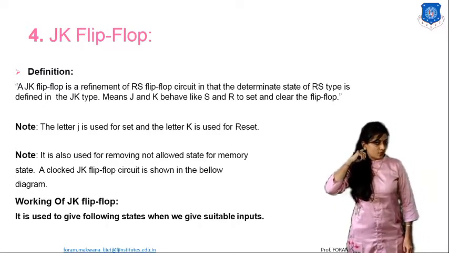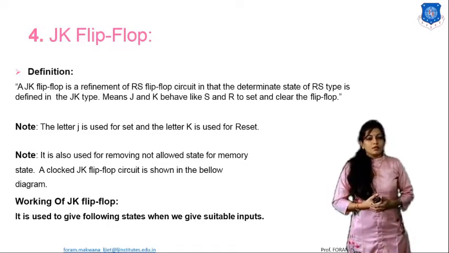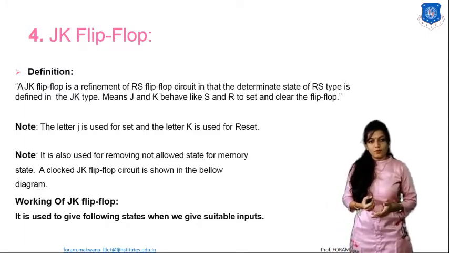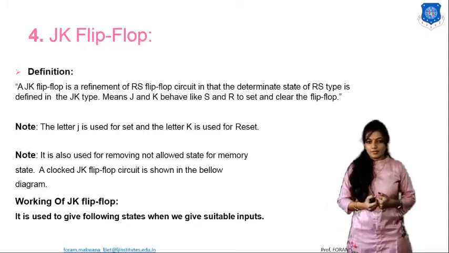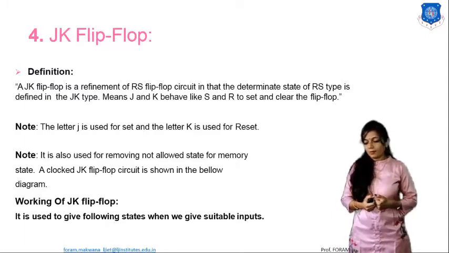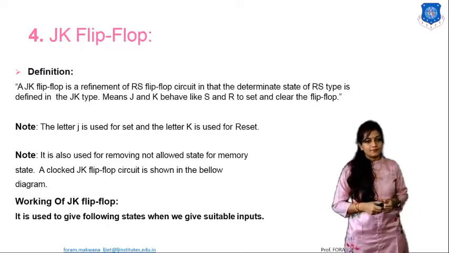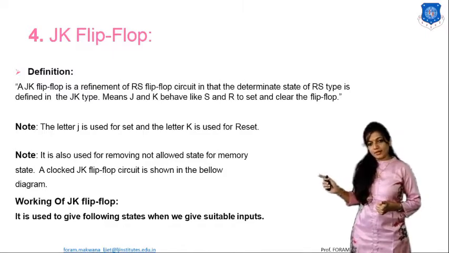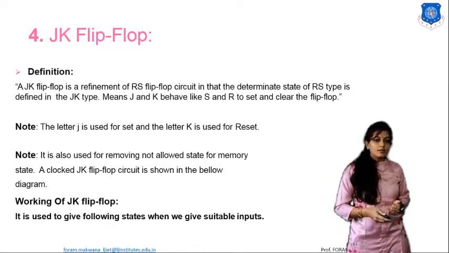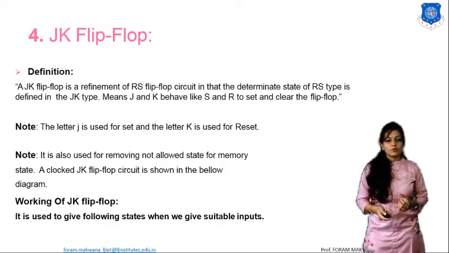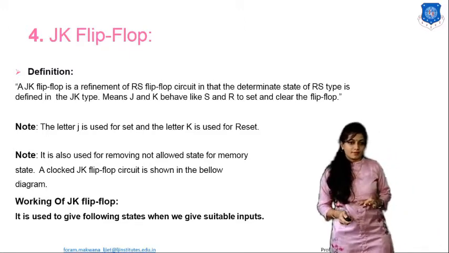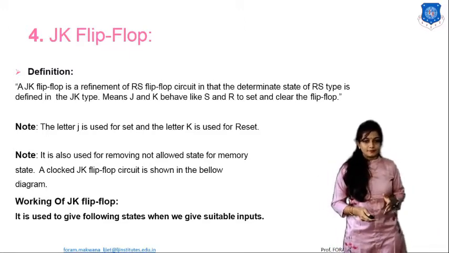Now, the JK flip flop. What do you mean by JK flip flop? The JK flip flop is the refinement of the RS flip flop circuit, in which it determines the state of RS type, which is defined in the JK state. J is used for set and K is used for reset. Okay, so it is also used for removing the not allowed state for the memory state.